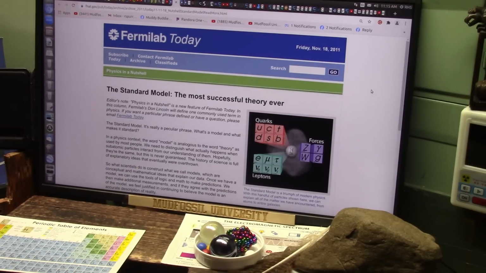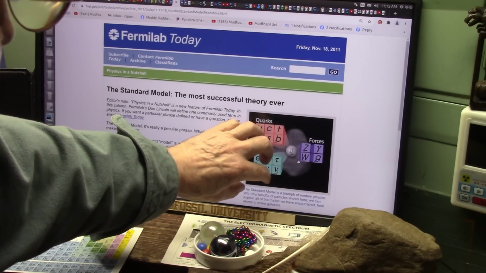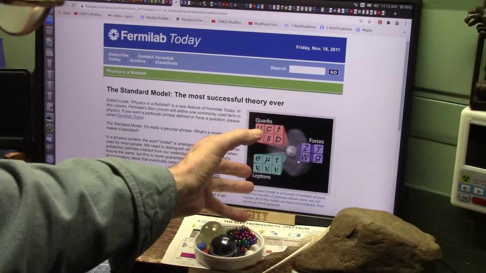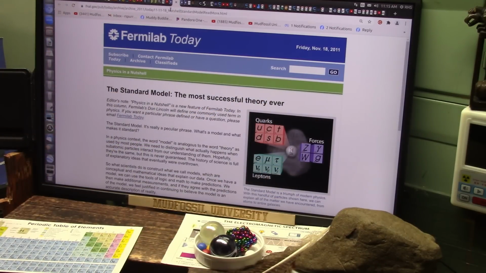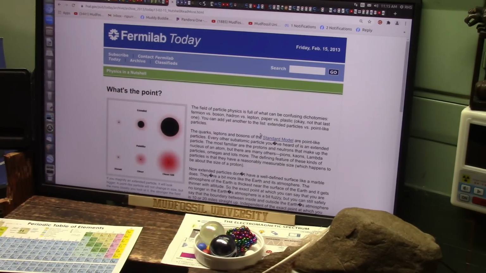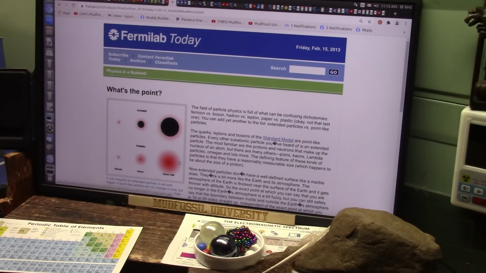All right, this is the Fermilab again, the standard model, the most successful theory ever. Well, actually, no. All of that stuff is not particles. They are accumulations of particles. The W and Z bosons are the only things that exist. Now, this is, again, Fermilab. These are the particles that we found, the exact same particles. And they react exactly the way he says they react.